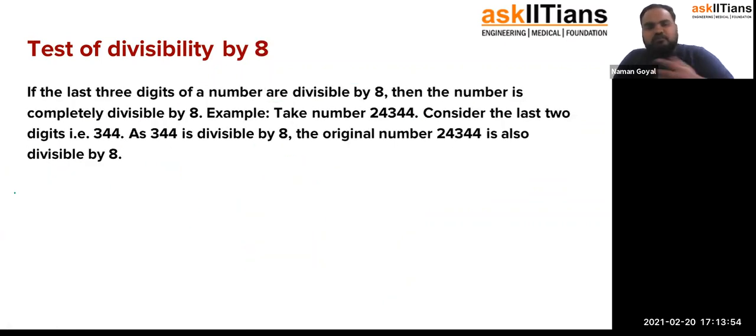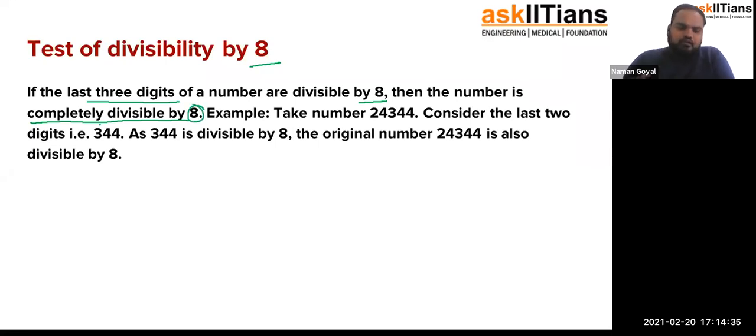Now similar for 8. For 8 it is similar to 4, right? So for 8, we have to check the last three digits. If the last three digits are divisible by 8, then we can say the complete number is divisible by 8. So what I told you: if the last three digits of a number are divisible by 8, then the number is completely divisible by 8.